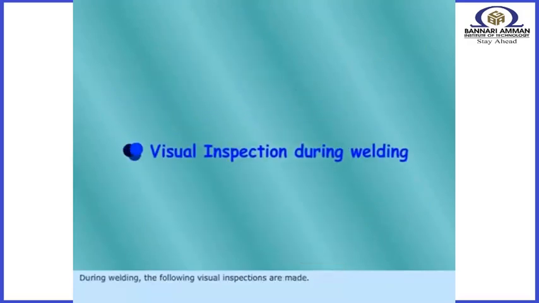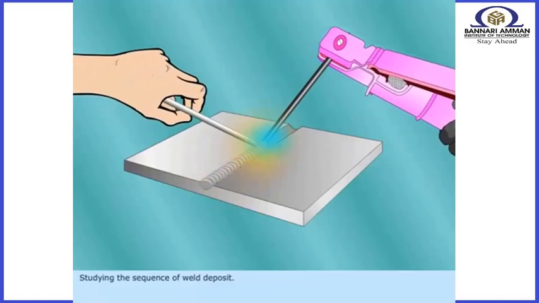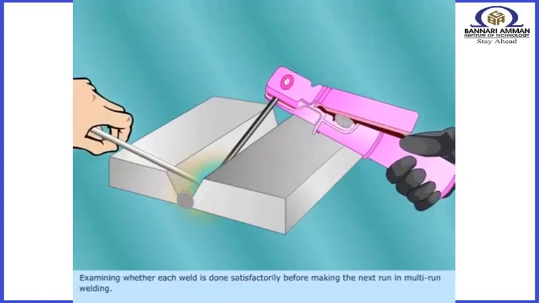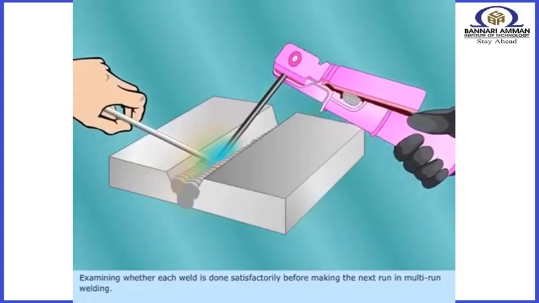During welding, the following visual inspections are made. Studying the sequence of weld deposit. Examining whether each weld is done satisfactorily before making the next run in multi-run welding.